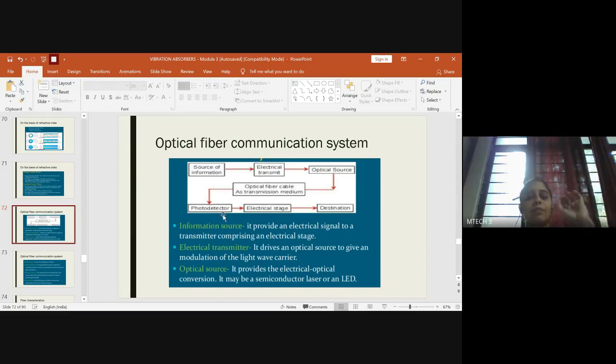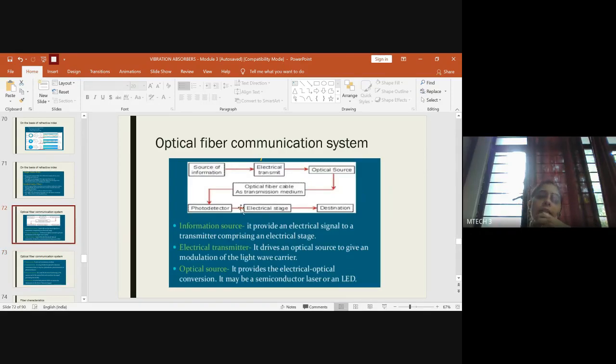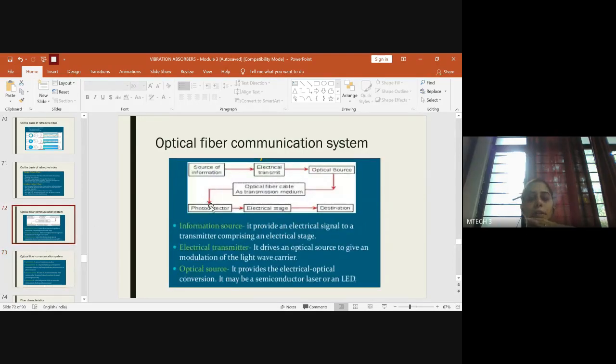So once this conversion is done, then again it will be transmitted to the next stage, which is the electrical receiver. The electrical receiver is nothing but the component which receives the electrical signal, which is converted from the optical data with the help of the photodetector. So finally, the electrical signal will be transmitted here. The electrical receiver will receive all the electrical signals which are converted by the photodetector.